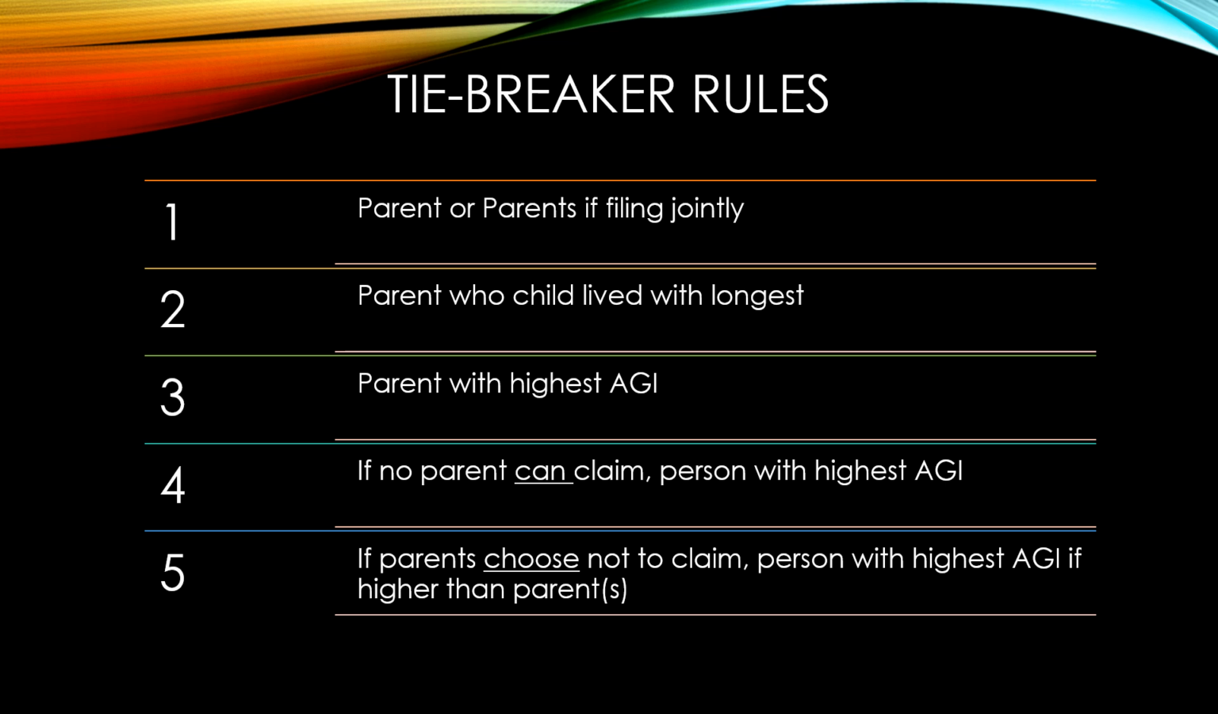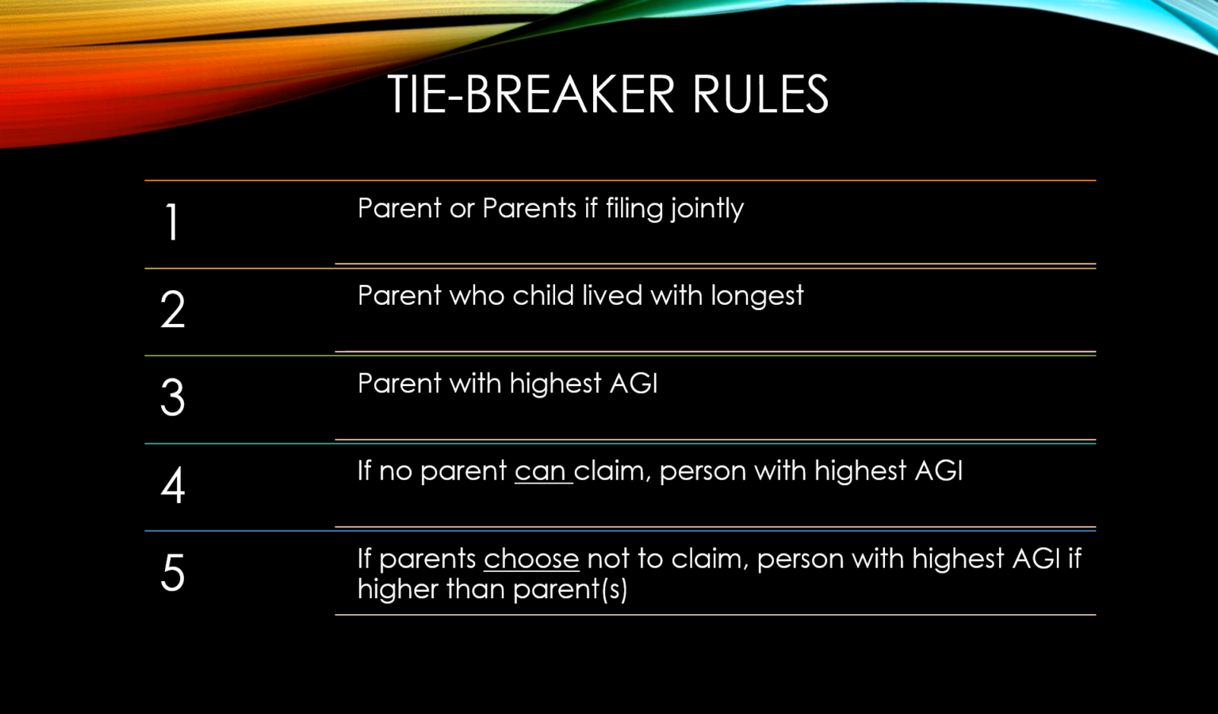In that case, the child did not live with either of the parents for over 50% of the year, so the parents would not be able to claim that child. That child would be a dependent of whichever relative they lived with over 50% of the year, and if it's between two people, then it would be the person with the highest adjusted gross income.